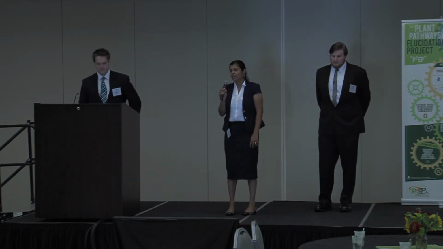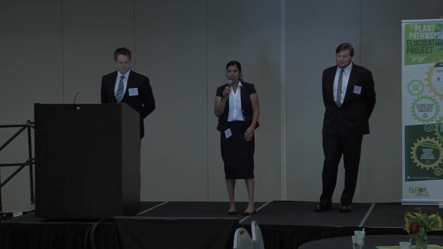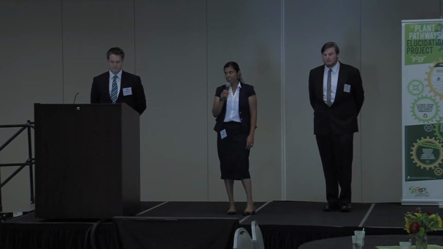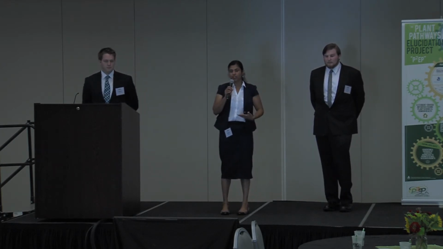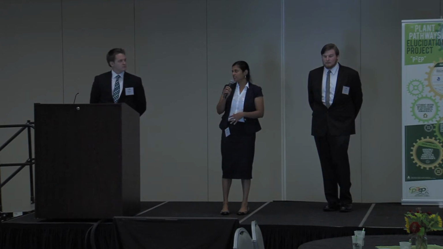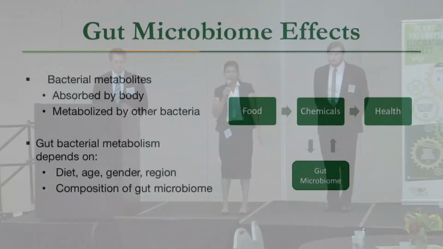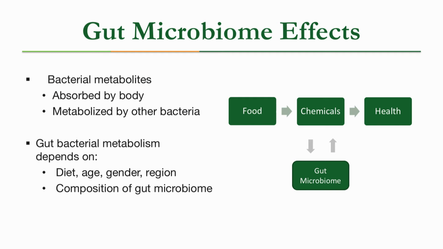Thank you, Aaron. My research question was based on how the gut microbiome affects the food we eat. So the food contains chemicals which are converted by this gut microbiome into metabolites, which are either directly absorbed by the body or further metabolized by other gut bacteria. This gut bacterial metabolism depends on various factors like the type of food we eat, the person's gender, age, and geographic region, but most importantly, the individual's gut microbial composition.